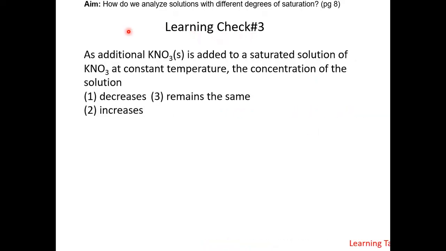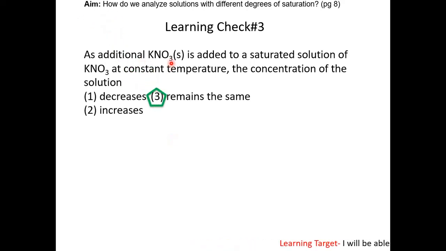Learning check number 3. As additional KNO3 solid is added to a saturated solution of KNO3 at constant temperature, the concentration of the solution does what? Pause the video and resume as completed. The answer is choice 3, remain the same.